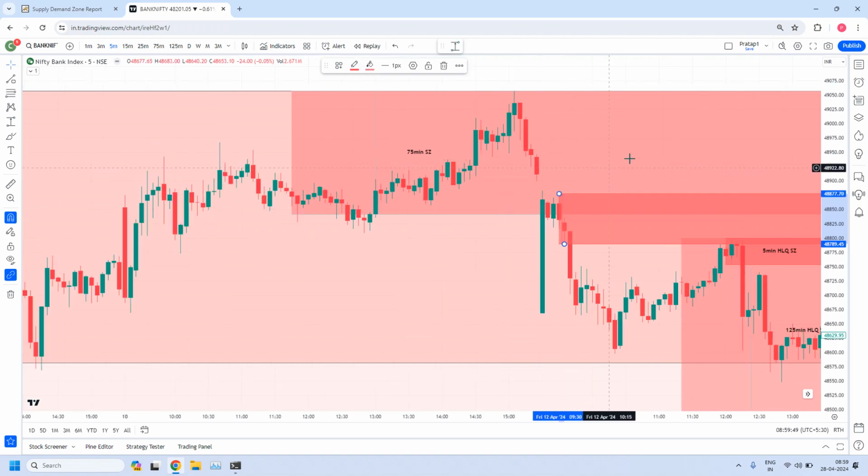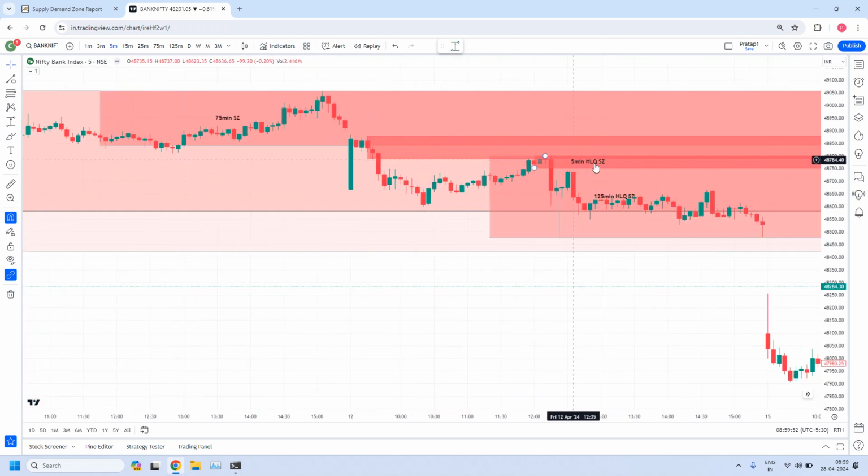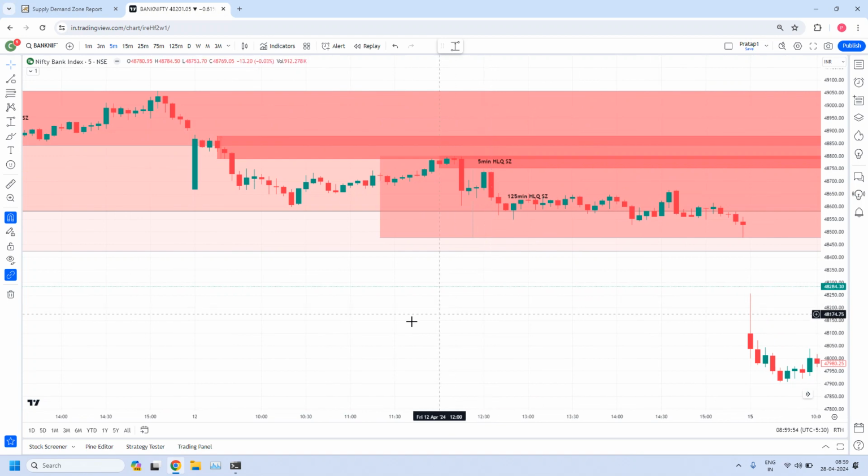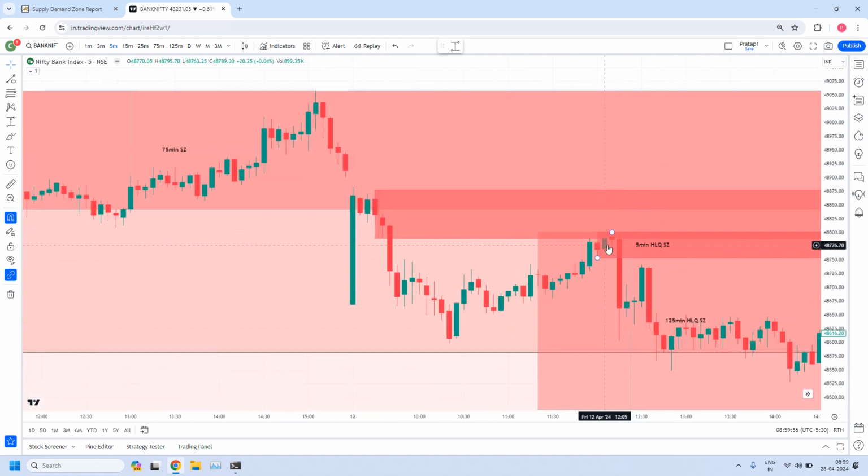But if you draw this zone again, having confluence with this 5-minute zone, very interesting. We have a zone confluence. This 5 minutes high liquidity supply zone and this one, both are having confluence.